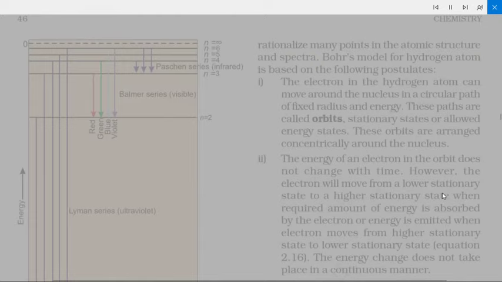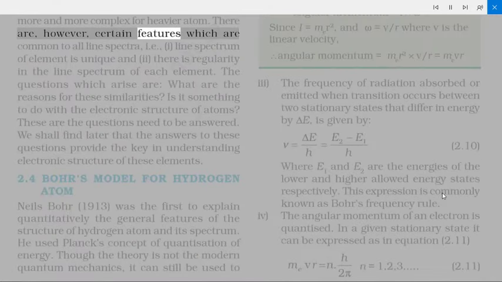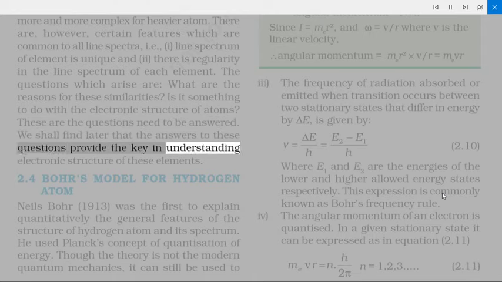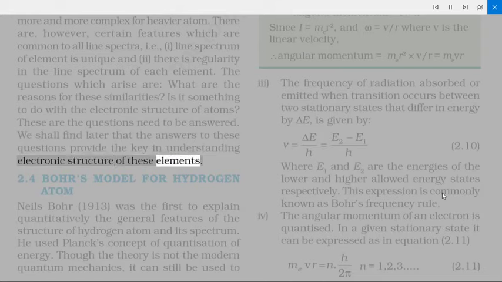Line spectra are more and more complex for heavier atoms. There are, however, certain features which are common to all line spectra, i.e., (1) line spectrum of element is unique and (2) there is regularity in the line spectrum of each element. The questions which arise are, what are the reasons for these similarities? Is it something to do with the electronic structure of atoms? These are the questions that need to be answered. We shall find later that the answers to these questions provide the key in understanding electronic structure of these elements.